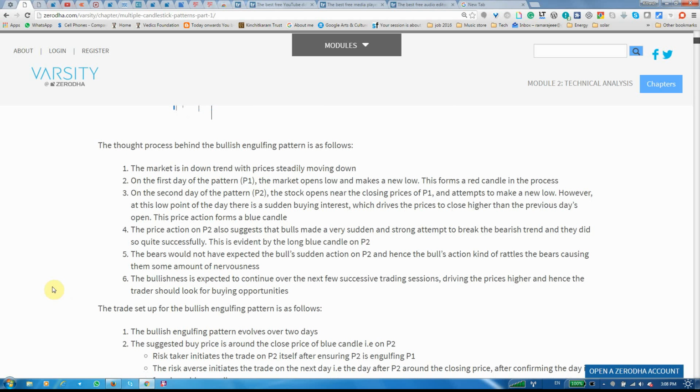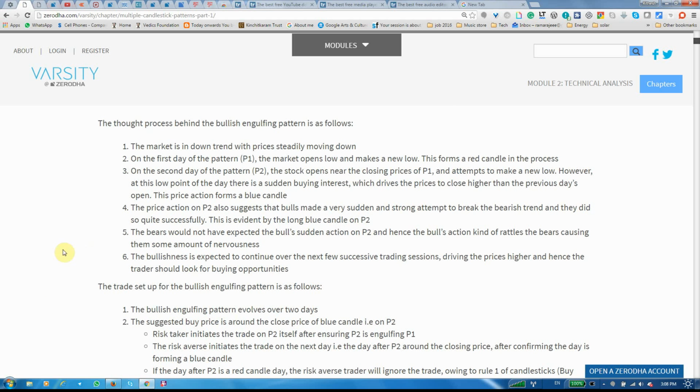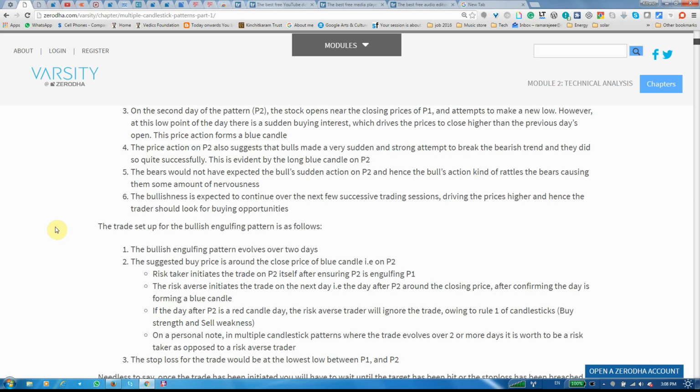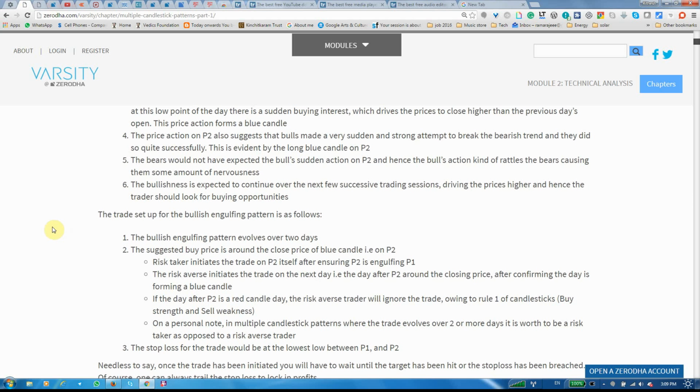The price action on P2 also suggests that bulls made a very sudden and strong attempt to break the bearish trend, and they did so quite successfully. This is evident by the long blue candle on P2. The bears would not have expected the bulls' sudden action on P2, and hence the bulls' action kind of rattles the bears, causing them some amount of nervousness. The bullishness is expected to continue over the next few successive trading sessions, driving the prices higher, and hence the trader should look for buying opportunities.